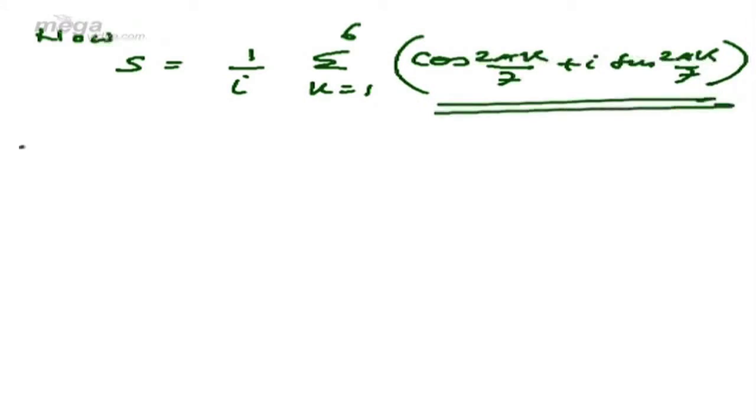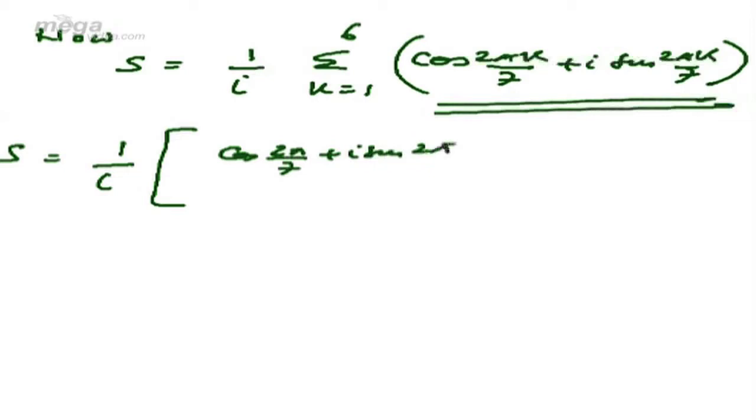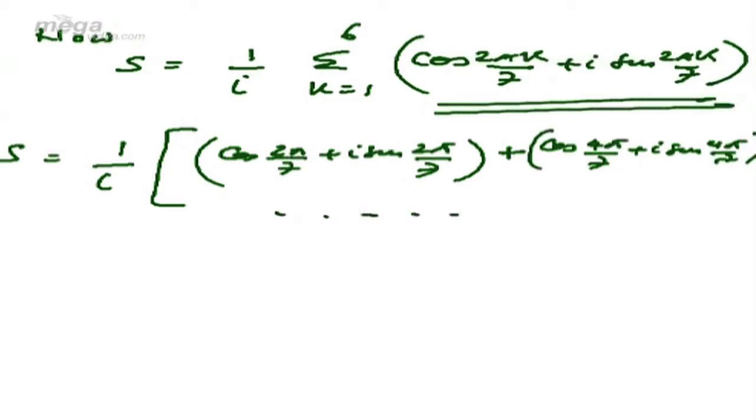So S can be written as 1 by i. First put k equals 1. This will become cos(2π/7) plus i sin(2π/7). Then put k equals 2 and add it. It will become cos(4π/7) plus i sin(4π/7). Keep on adding, and when you put 6 in place of k, you get the complex number cos(12π/7) plus i sin(12π/7).